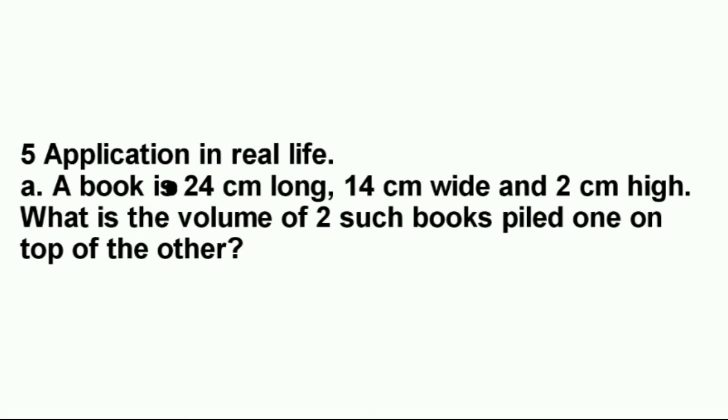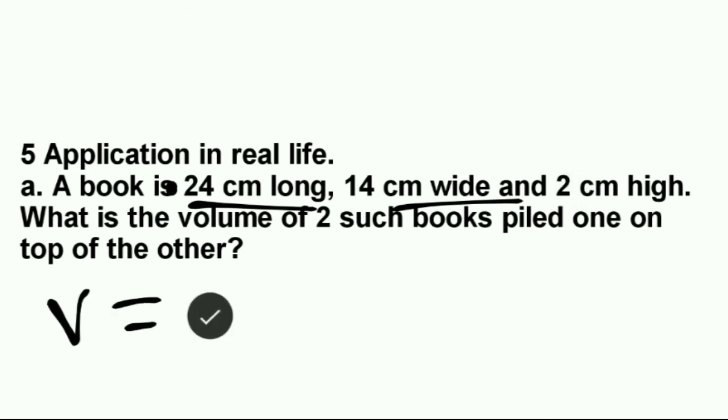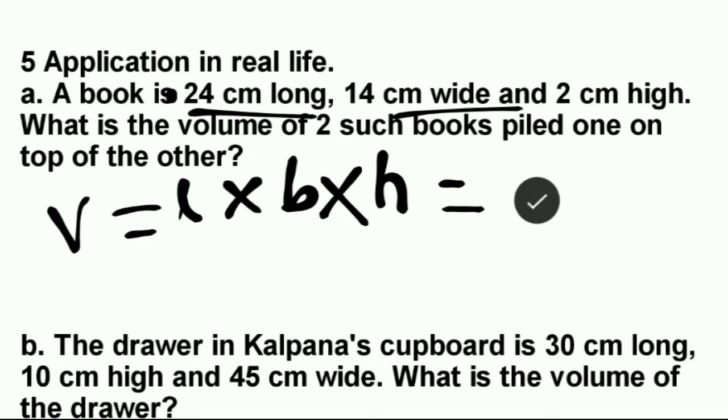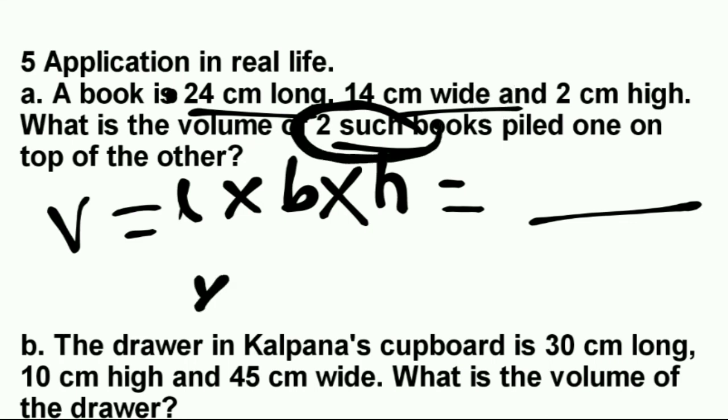Application in real life. Same, it is based on the volume only. So length, breadth and height. Okay, so first we can find volume. Volume equals to length into breadth into height. After this, volume of 2 such books. So that volume will come for one book only. We have to find 2. So 2 means whatever volume will come, we have to multiply by 2. So we get the answer.